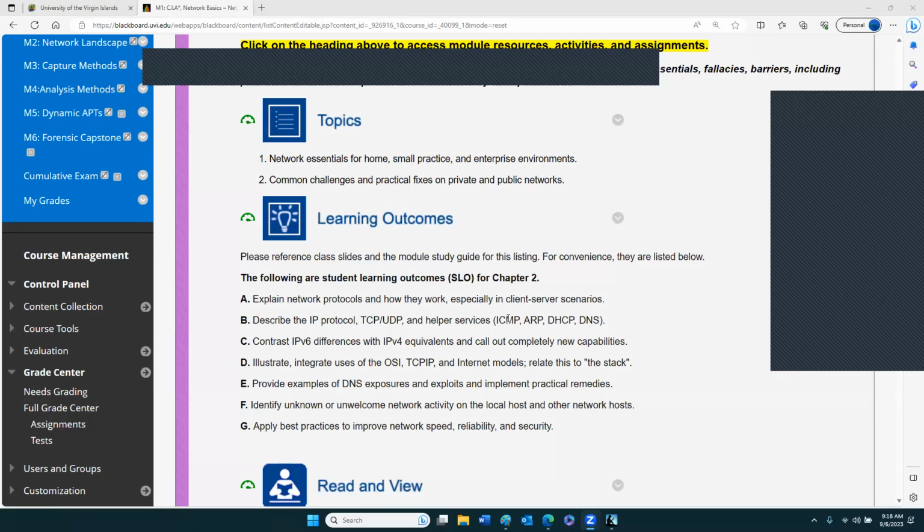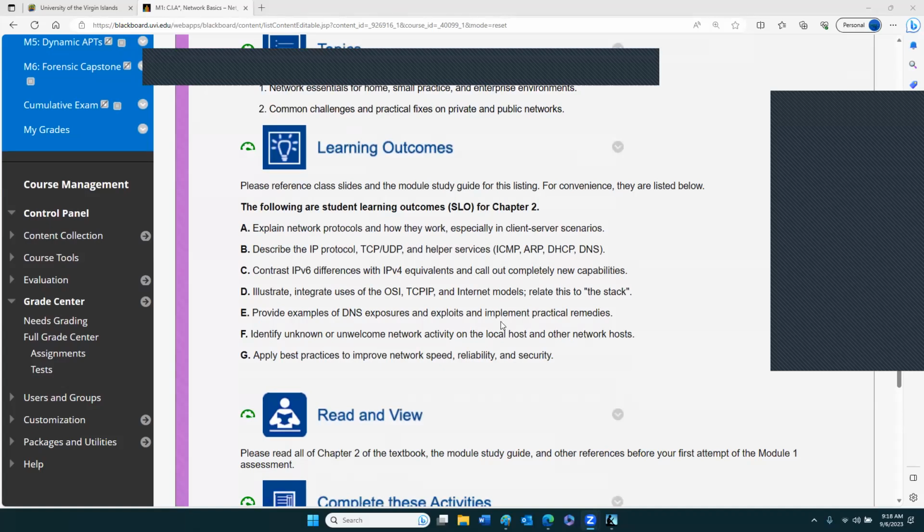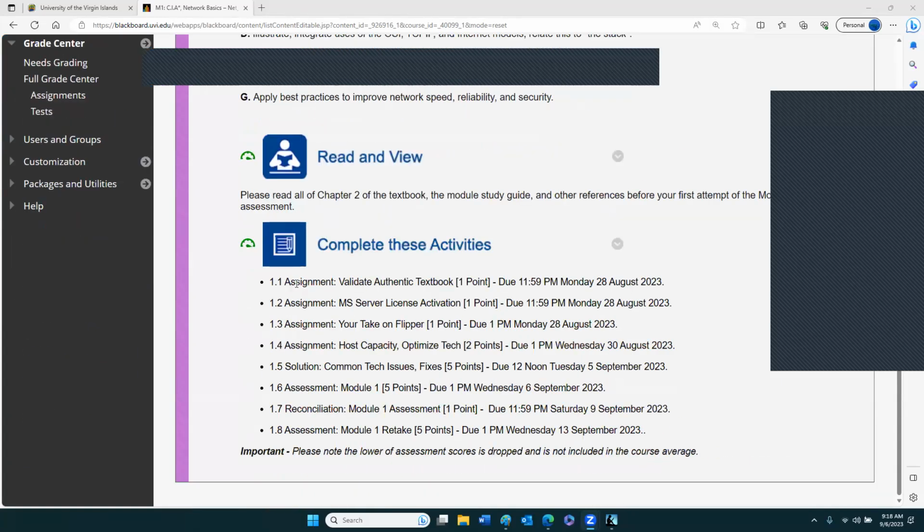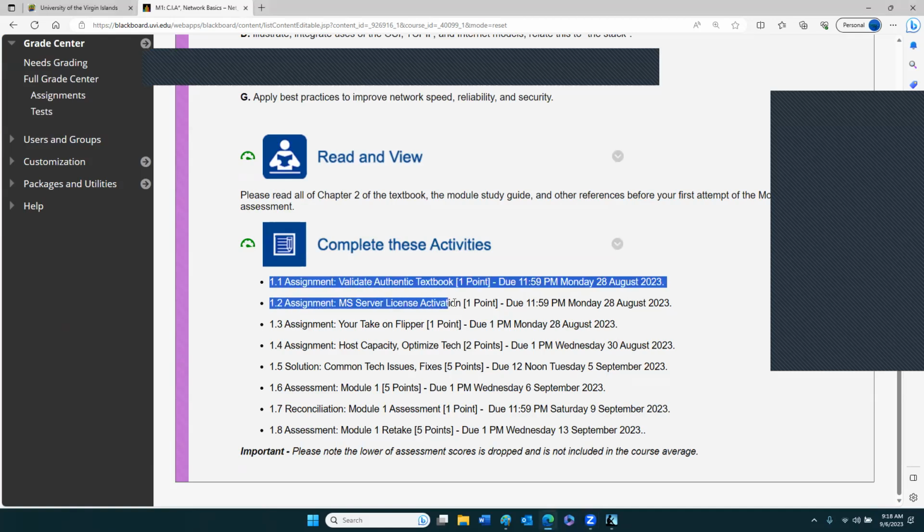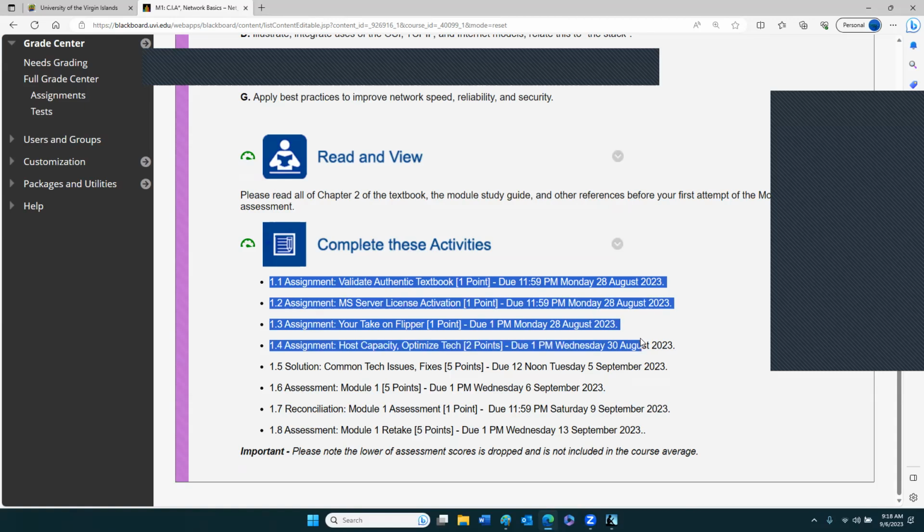You have through the end of this week to wrap things up. If you have not completed or submitted assignments, even though the due date is past us, you're going to want to finish this up before you log your first attempt of the Module 1 assessment.